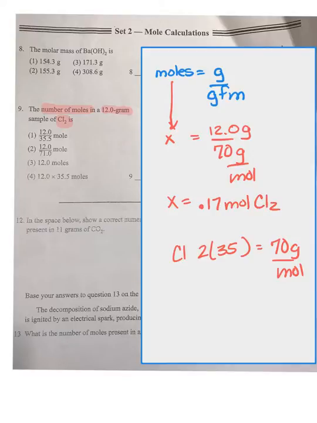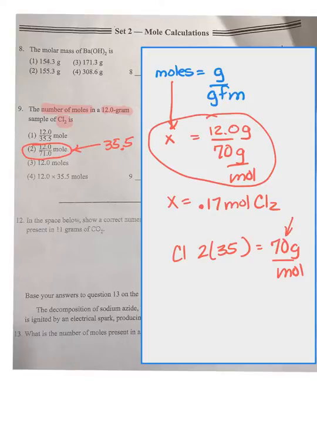Now, my question over here does not give me an option of the actual answer. It actually gives me the setup. So we have to find the one that's 12 over 70. This one right here is 12 over 71, which means they left the 35.5 as 35.5, and so when they multiplied 35.5 times 2, they got 71 here instead of 70. So don't worry about being off that tiny itty bitty bit.